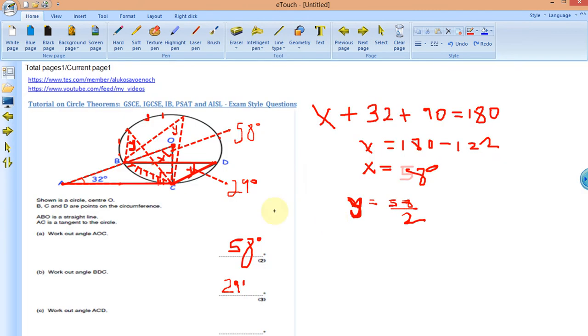Now if you look at the information, we have that AC is parallel to BD. So let me extend the parallel lines. I want to extend line AC down here like this.